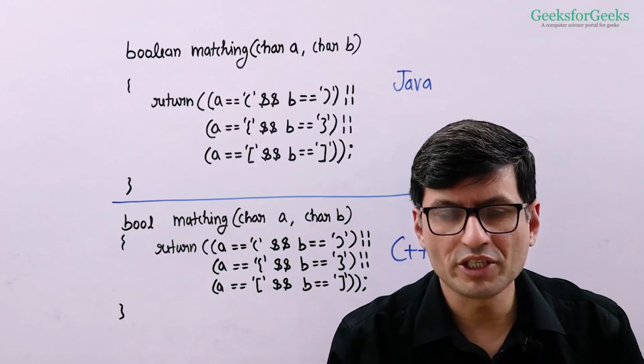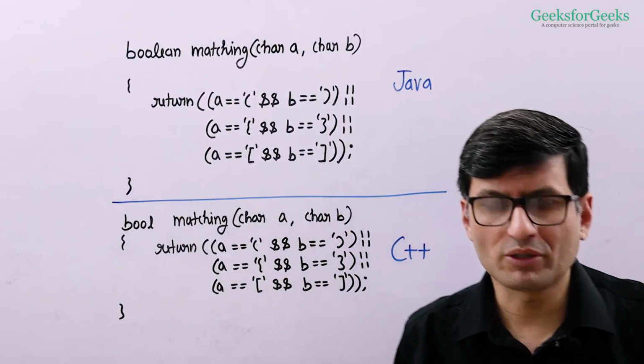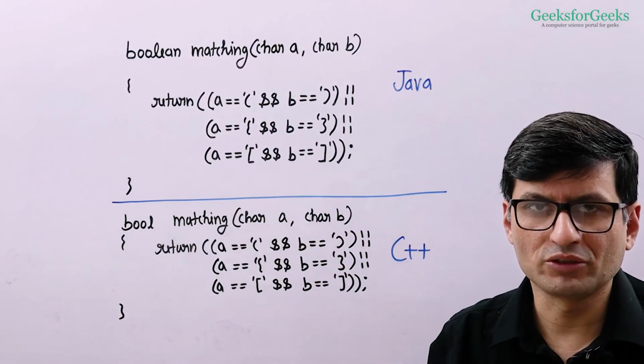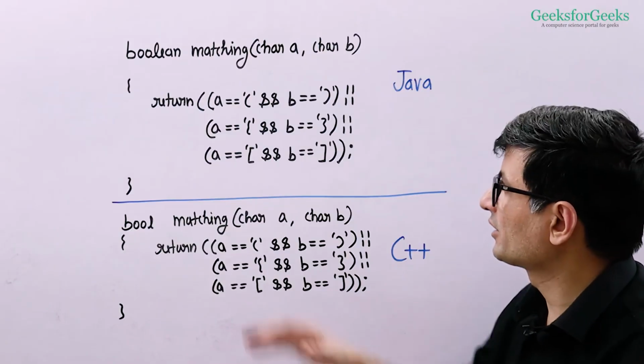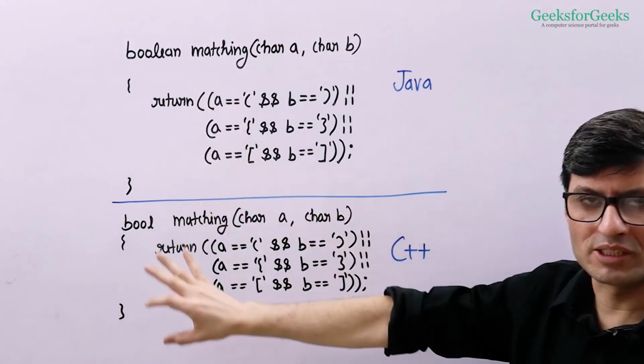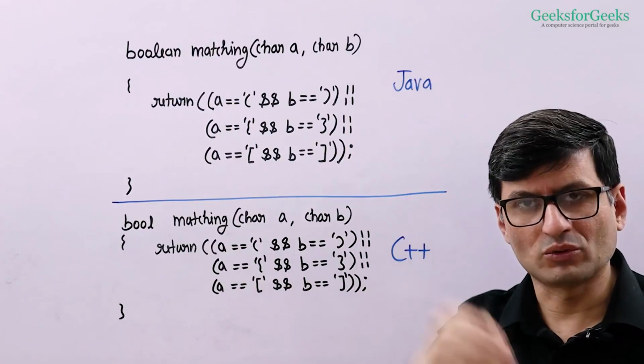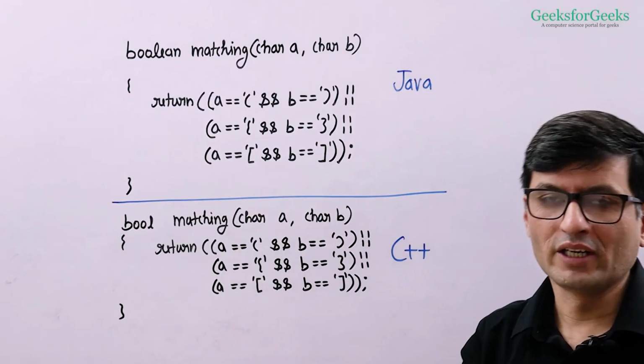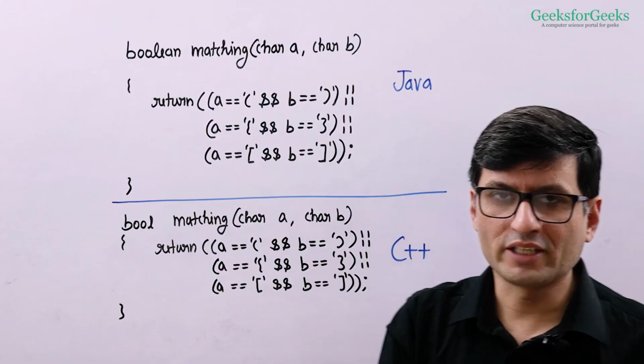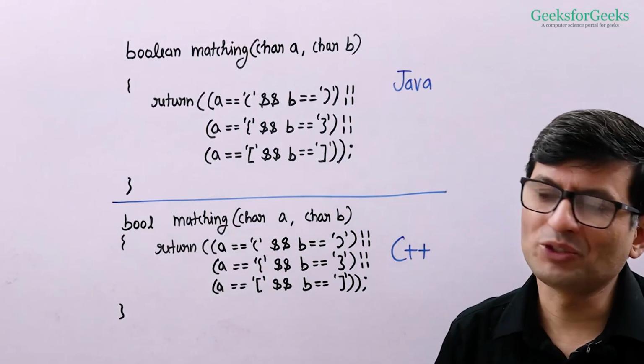Before we talk about the complete solution, let's talk about this function matching that we are going to use in our complete solution. I've written code in both Java and C++. This function simply takes two brackets, one an opening bracket and one a closing bracket, and tells if they are matching or not, right? Where are we going to use it? I think you must have guessed.